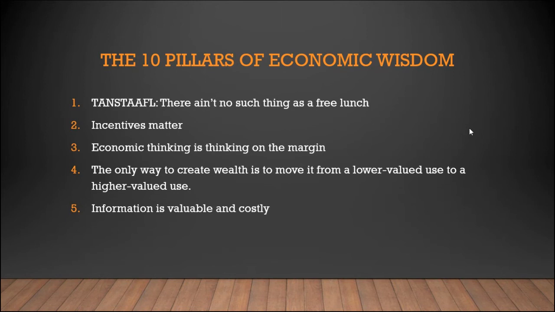Number five, information is valuable and costly. To get information about a product or an activity, you need to spend time to get it. You need to give something up. A lot of our models will assume that people are perfectly informed. Those are simplifying assumptions. They're not going to undermine the model itself. But the fact that information is valuable and costly will affect a lot how people behave, how they act, the kind of information that they get. This will become very important when we talk about public choice in a couple of weeks.